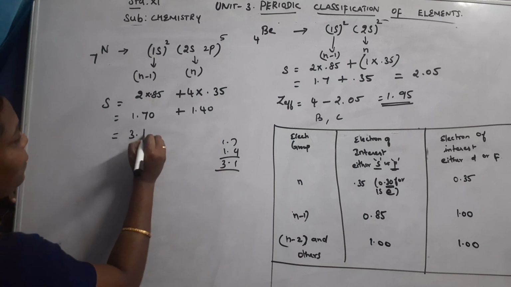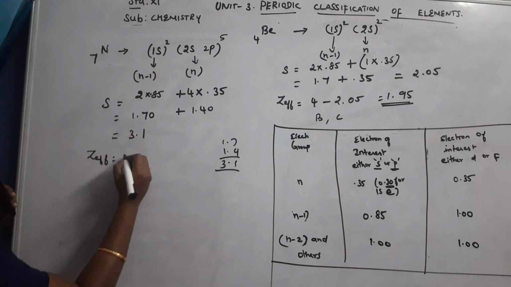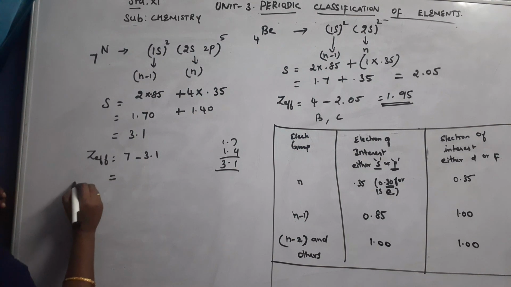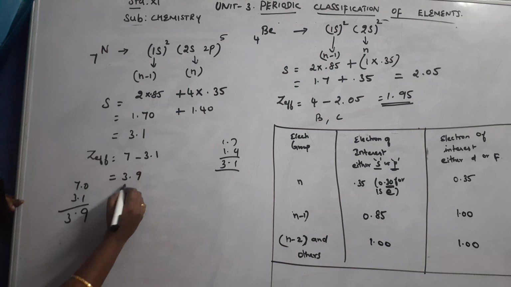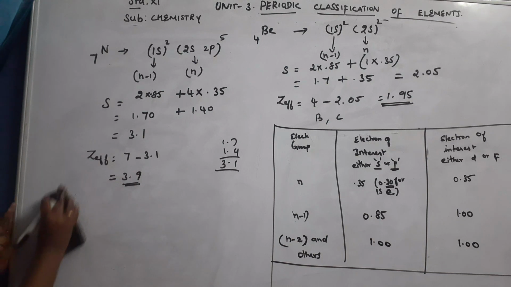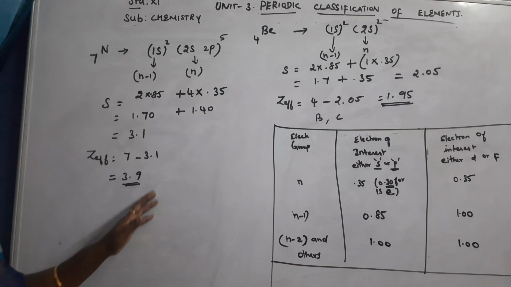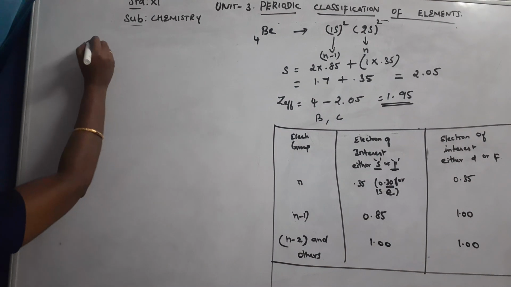3.1. Therefore Z effective is equal to the atomic number 7 minus 3.1, which is equal to 3.9. This is the effective nuclear charge for nitrogen. Have you all understood clearly? Now let us pass on to the next one. Now let us calculate for chlorine.